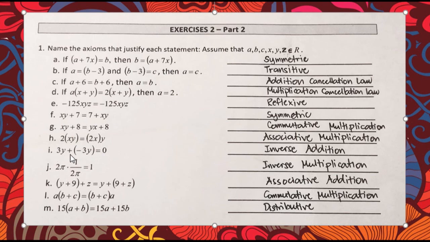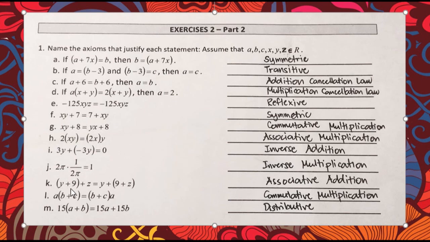Next, 3 times y plus negative 3y is equal to 0. So, negative 3y here is an additive inverse of 3y. So, this is under inverse addition. Next, 2 pi times 1 over 2 pi is equal to 1. So, 1 over 2 pi here is the reciprocal of 2 pi, which is the multiplicative inverse of 2 pi. See, 1 over 2 pi. So, this is inverse multiplication.